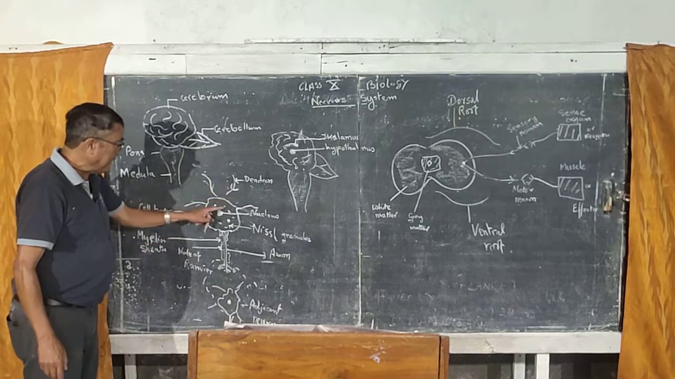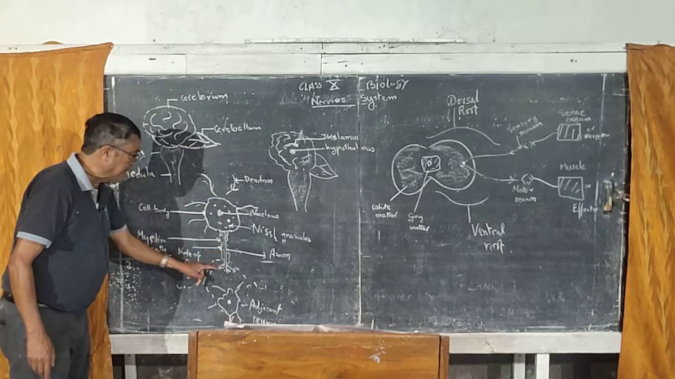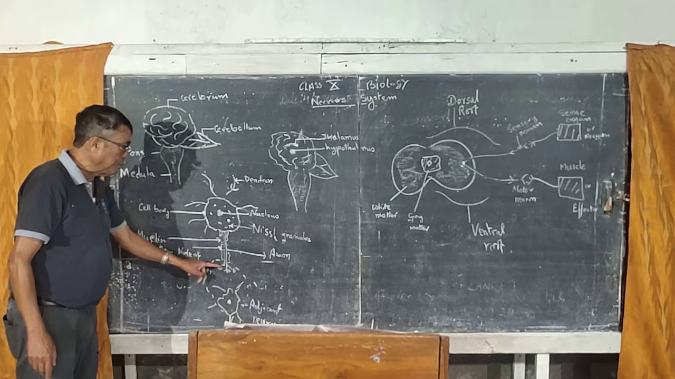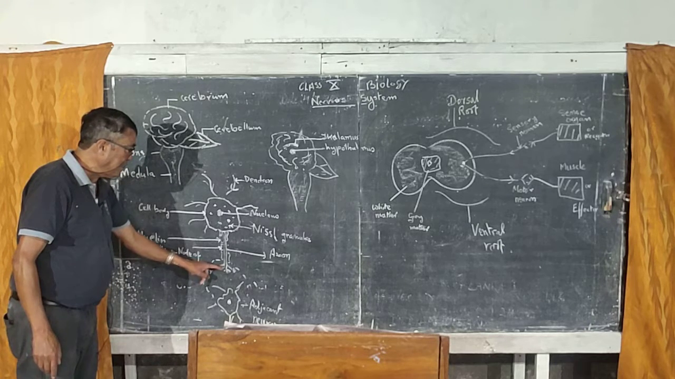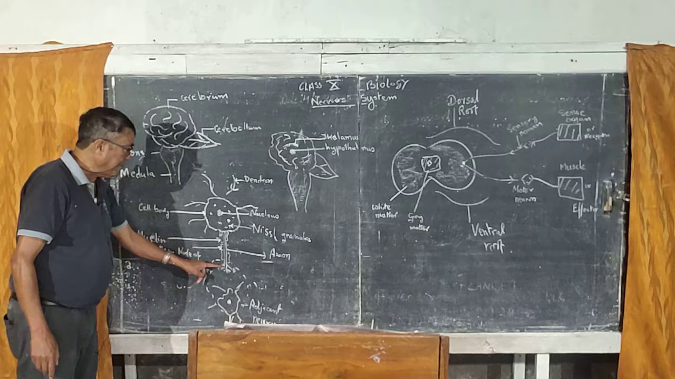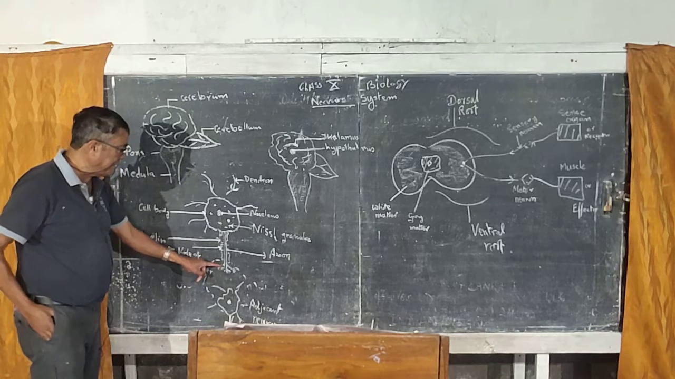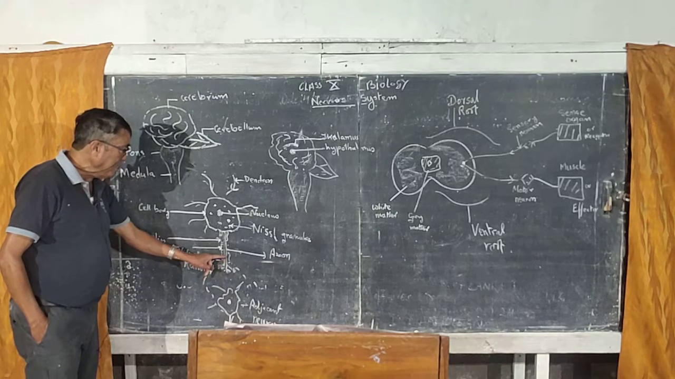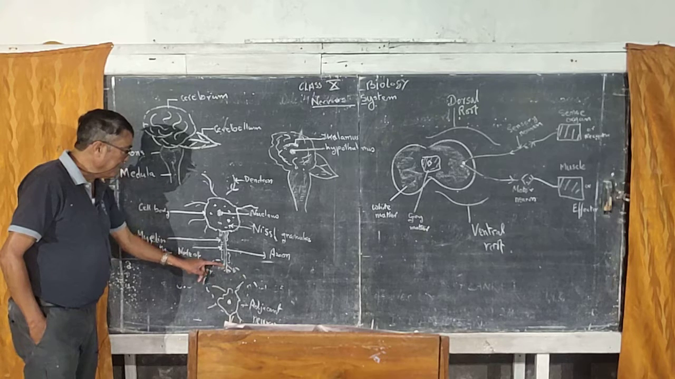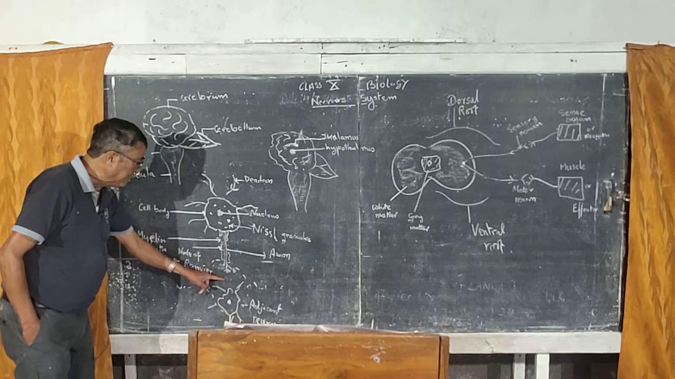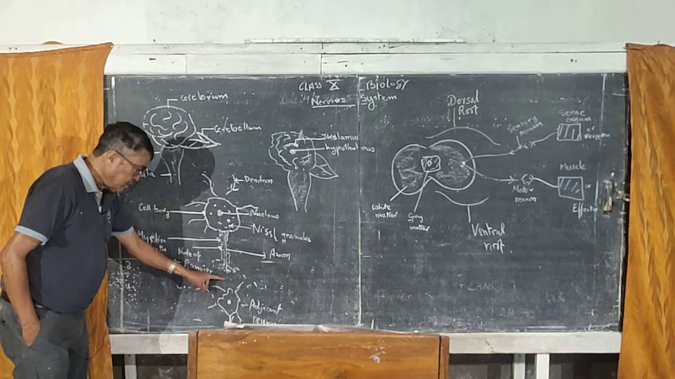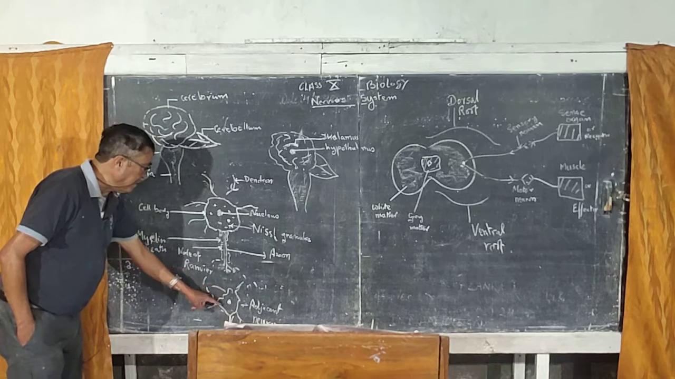Now the impulse, as it passes through, reaches the knobs called presynaptic knobs. Within the presynaptic knobs, you find vesicles containing ACH molecules. When the impulse reaches the vesicle, the ACH molecules are released into the space, which will stimulate the dendrons of the neighboring neuron.